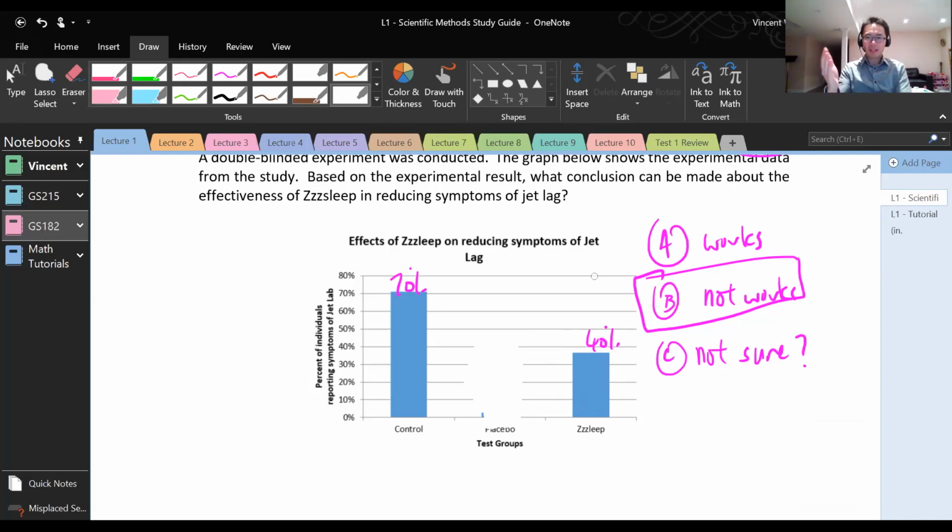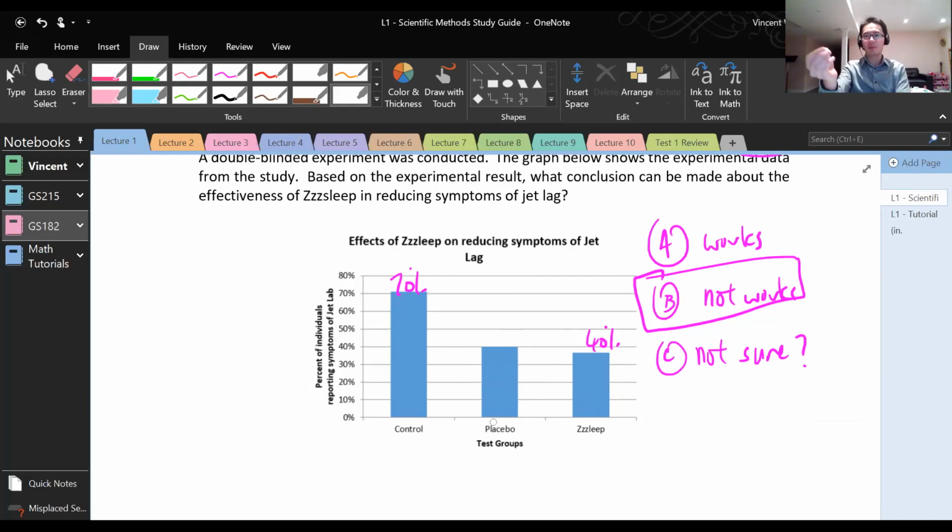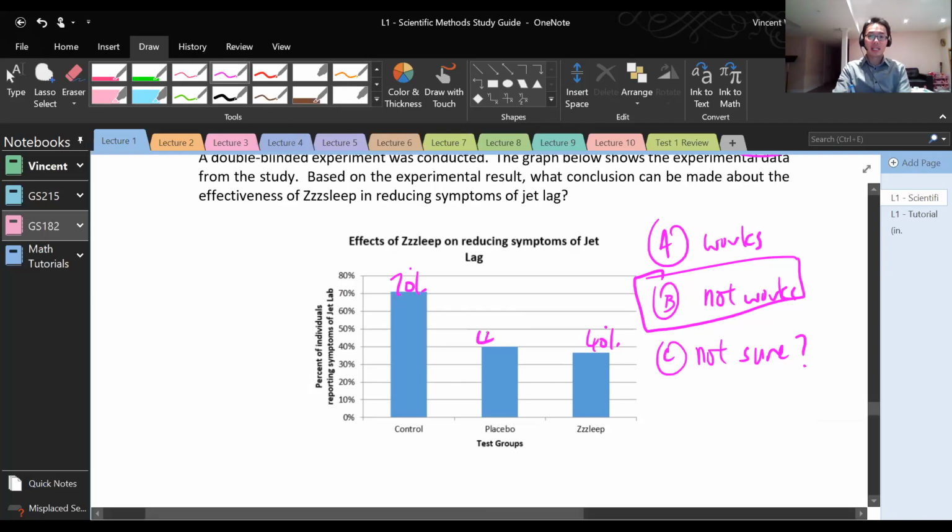But we cannot just look at these two things. We have to also consider the placebo. What is the placebo? The placebo are the people who you give the pill to, saying take this pill, it will help you. But you know it's a fake pill. The placebo group is receiving a fake pill, not the actual drug. So they take the pill, and you also see only 40% of the people getting jet lag symptoms.